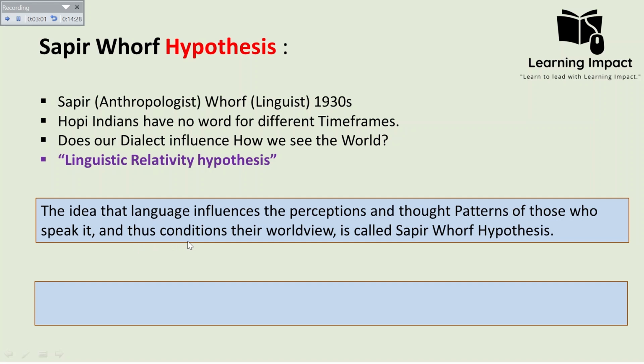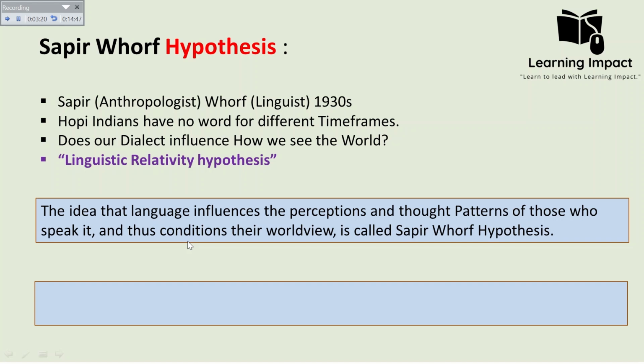This is according to the Sapir hypothesis, that speakers of different languages see the world differently. They make perceptions of the world differently. Now, how do people of different languages see the world differently? We will discuss some examples in our next slide.